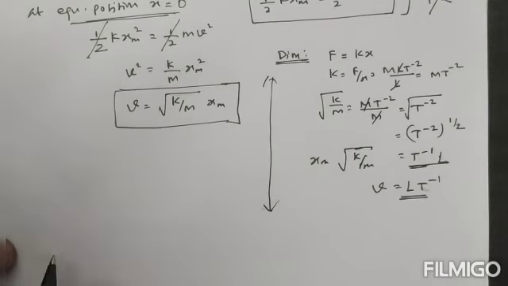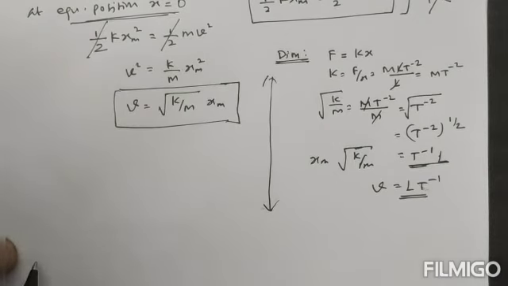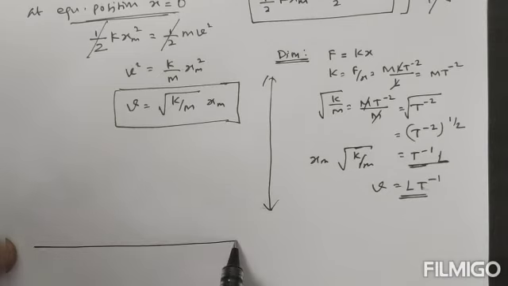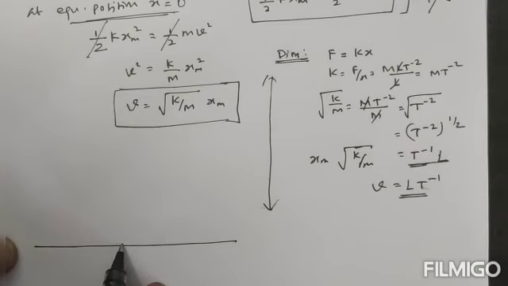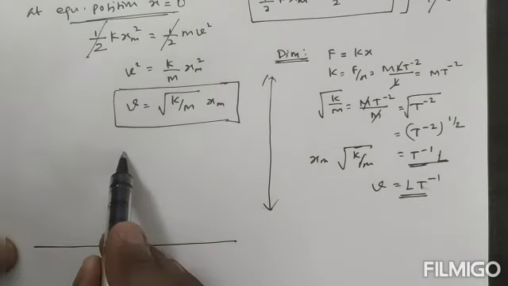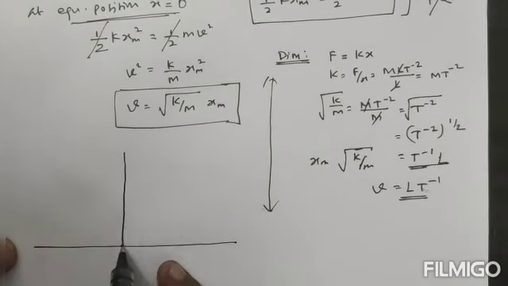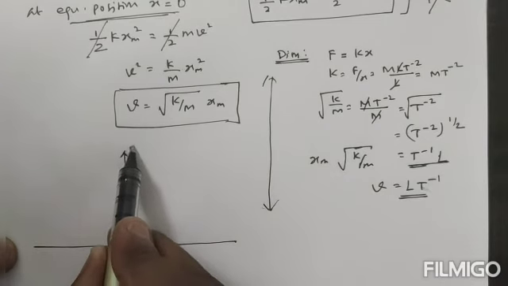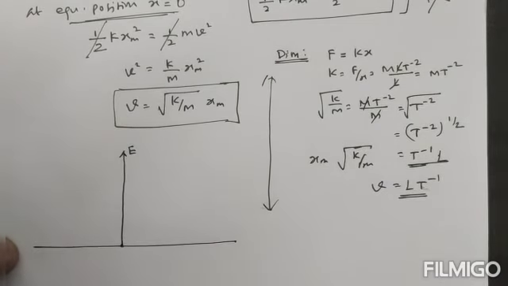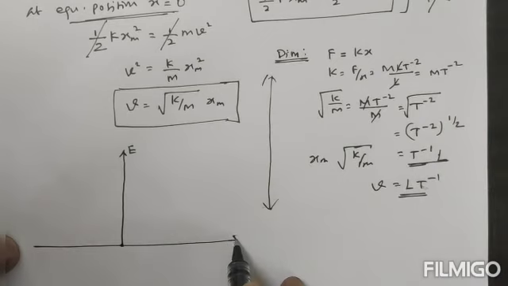Let's see the graph now. The graph is in between. Here the displacement from this origin. So in the y-axis the energy changes value. So here I represent the energy. Then this is the x-axis.